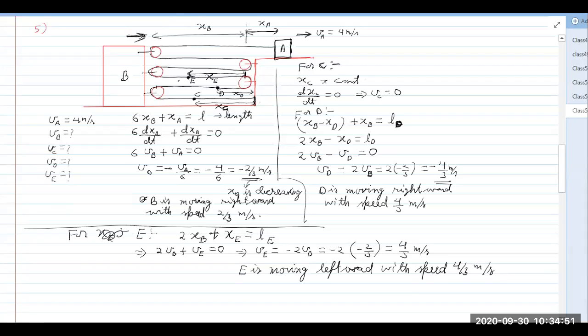And why is this happening just opposite to our common experience from previous questions? Because XC is taken on the left side. That's why this is happening. Because we have measured XC on the left side, if V comes positive, then the velocity is on the left side.